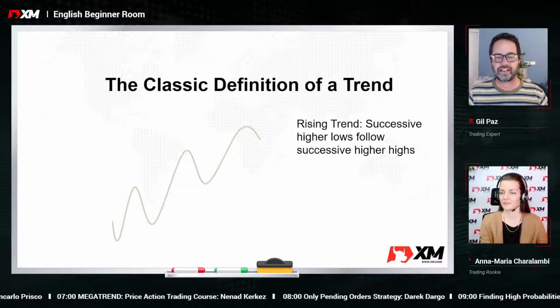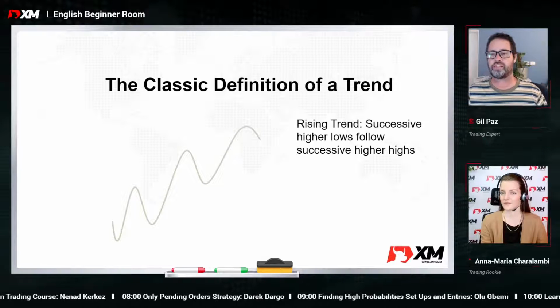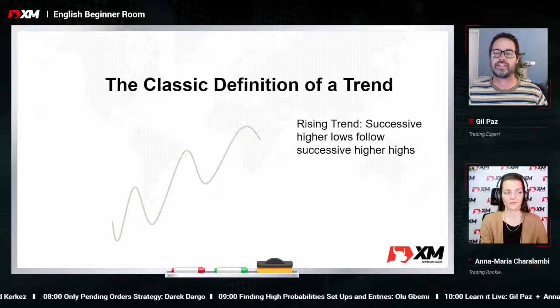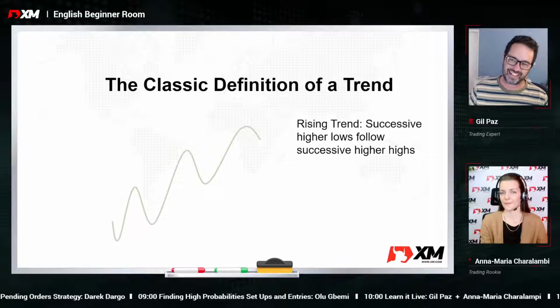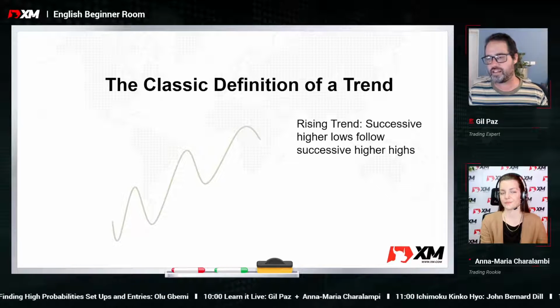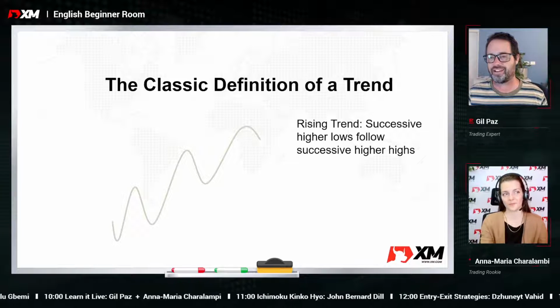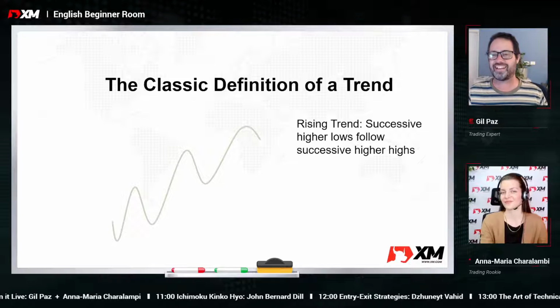Now, why is that? Why can you be better? One of the most important reasons is that markets tend to trend. They have a tendency to trend. Why do they have that? Because the human being is a herd animal. They go with the flow.